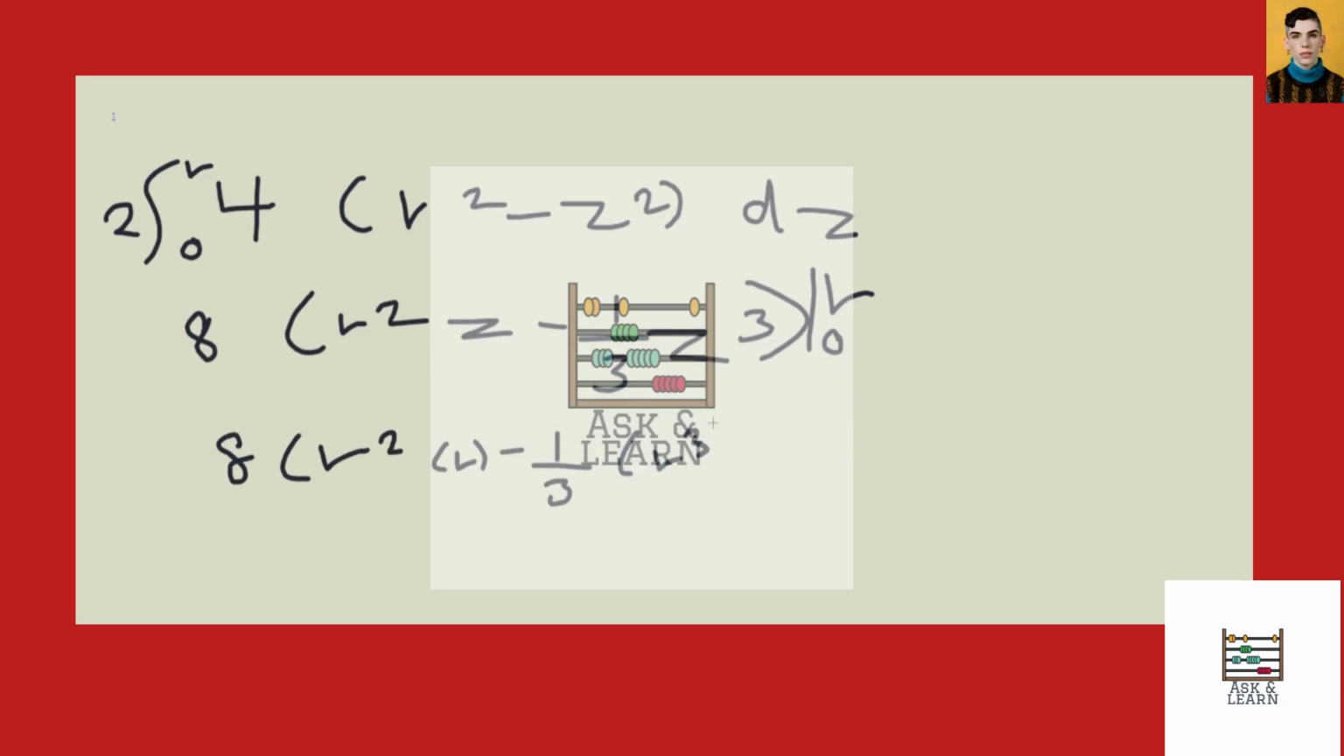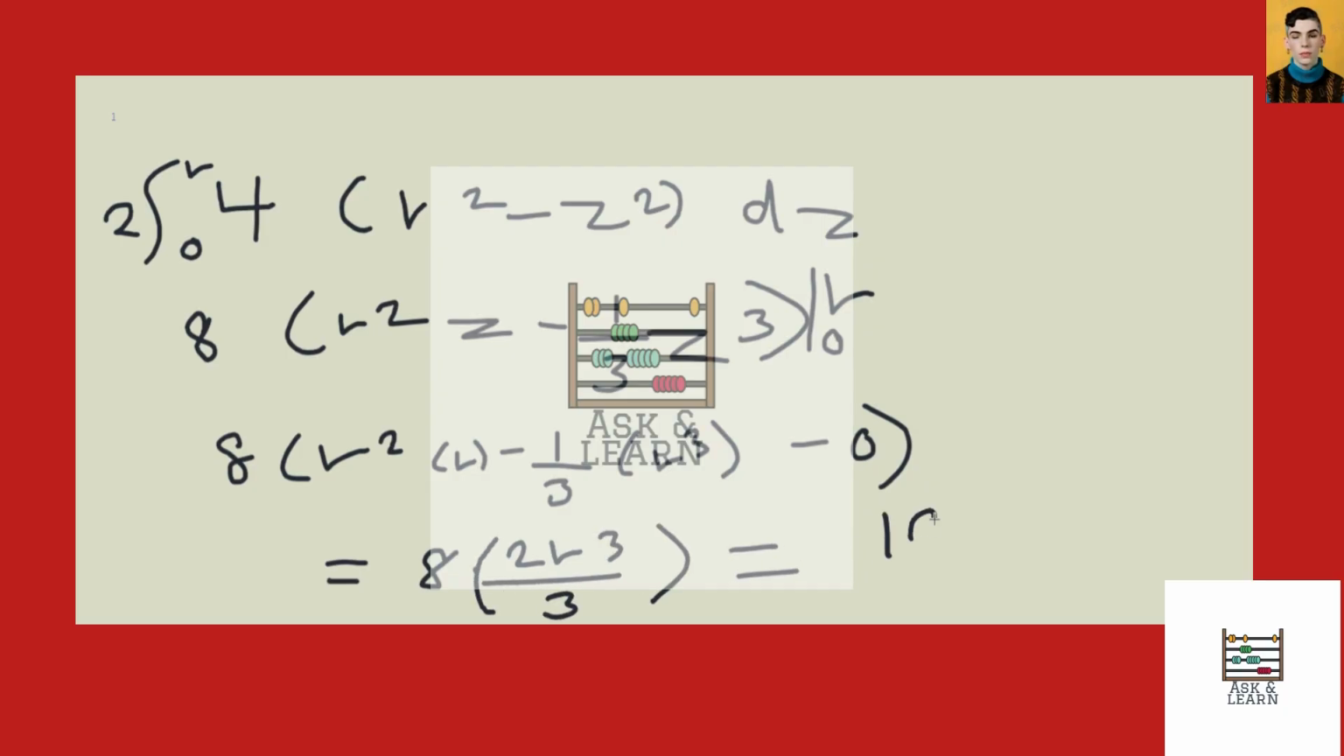We plug in 0, we actually just end up with 0. Minus 0, which is obviously just 0, which means we have 8 times 2r cubed over 3, which means we end up with 16r cubed divided by 3.